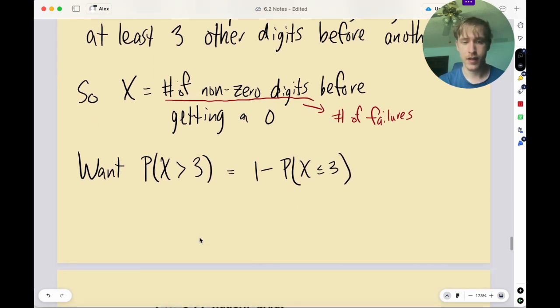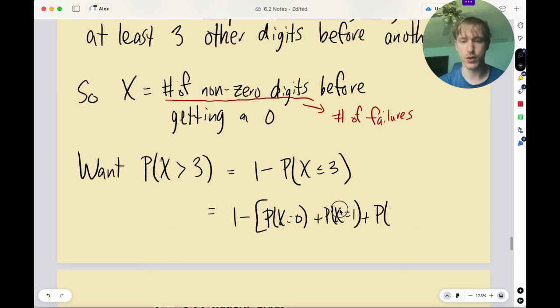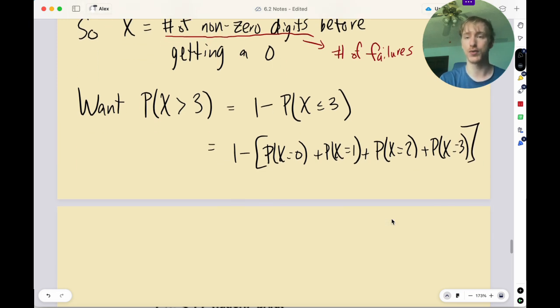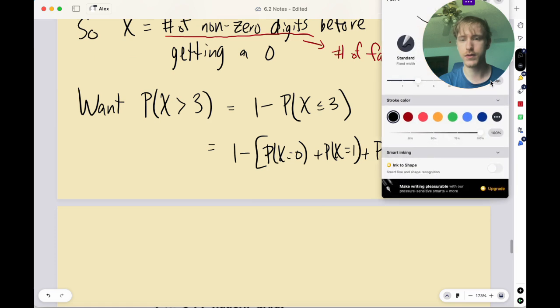Okay, and the probability that x is less than or equal to 3 is going to be the probability that x could be 0, x could be 1, x could be 2, or x could be 3. You just have to find those probabilities. But those probabilities aren't that bad, actually. So let's go ahead and do that.